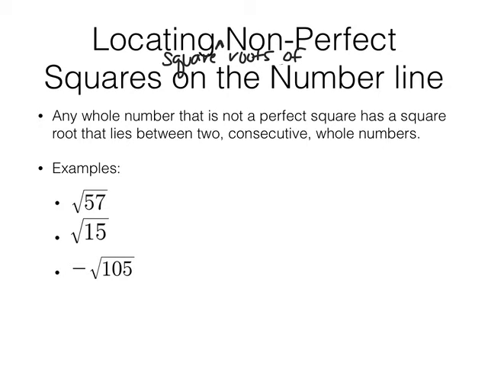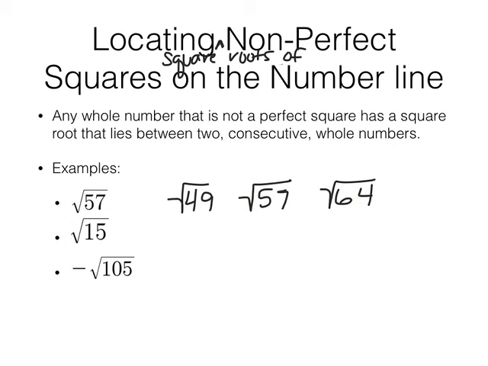Any whole number that is not a perfect square has a square root that lies between two consecutive whole numbers, or in this case, integers. Now let me explain, okay? The square root of 57 we can find approximately the value of with a calculator. But what I can definitely say is that because the number 57 is bigger than 49 but smaller than 64, that means the square root of 57 is between the square roots of 49 and 64.